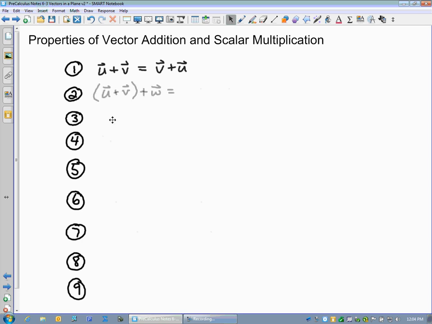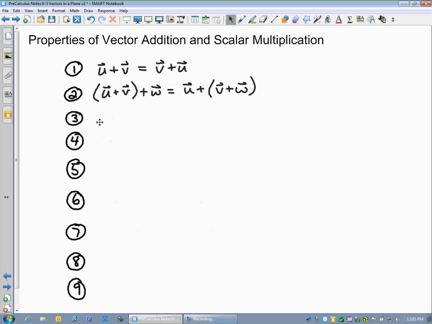Now also, for association, if I have u plus v, now to get through these a little quicker, I'm just going to say u and v rather than vector u, vector v every time. But u plus v and then plus w is going to be the same thing as if I did u plus and then v plus w being associated. So the associative property of addition will also hold for vector addition as well.